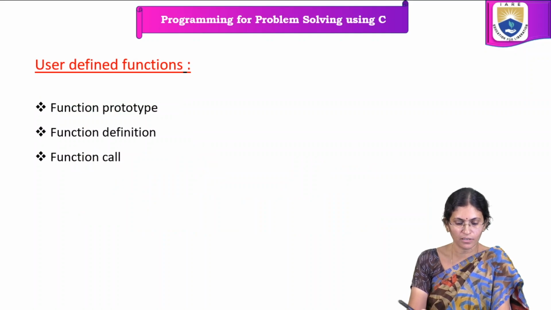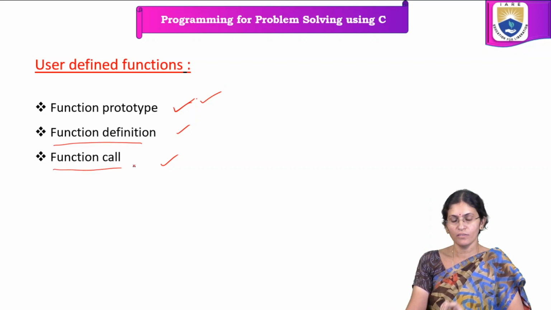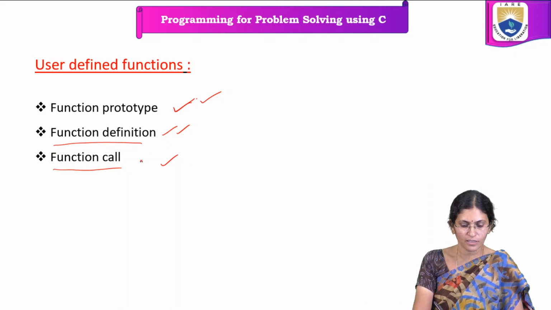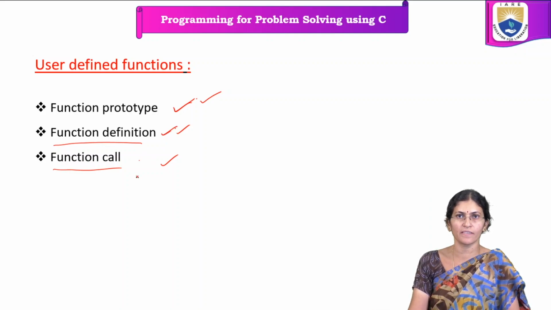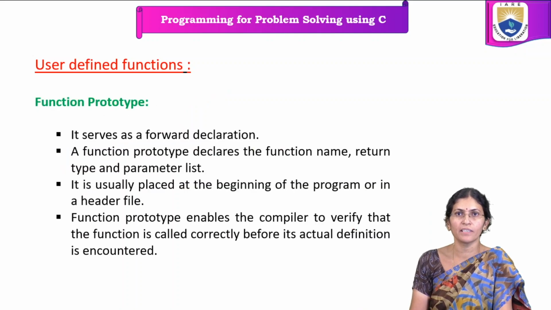Now coming to the different elements of user-defined functions. These are the different elements which we need to be acquainted with in order to use user-defined functions. First one is function prototype. Next one is function definition. And the last one is function call. In order to actually use a function, we need to first define it, and these are the elements which are essential in order to use a function. First, let us see function prototype. So what is function prototype?